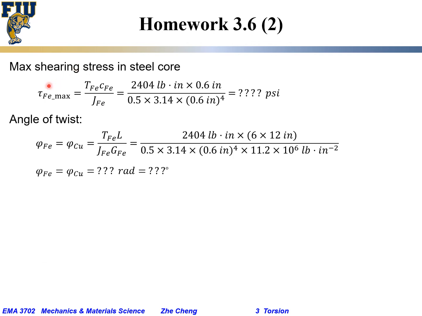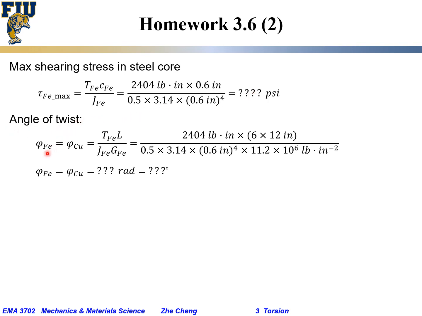Then we said the maximum stress for the iron core would be Tc over J. The T from previous we got, 2,404. c would be 0.6 inch and J would be half pi radius to the power 4, and you get the answer.